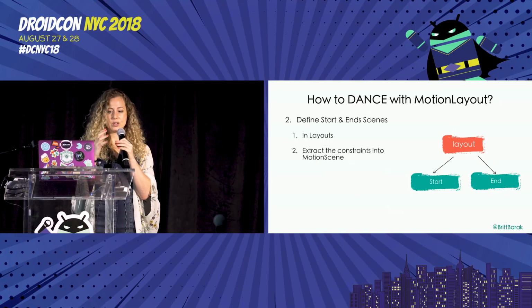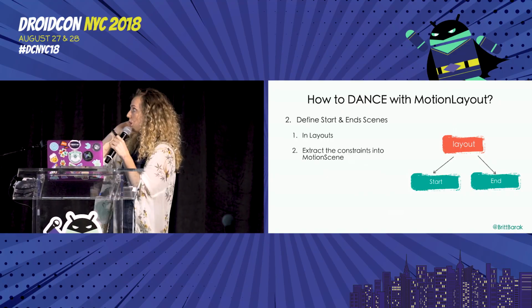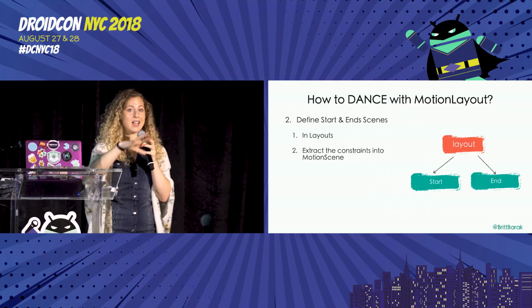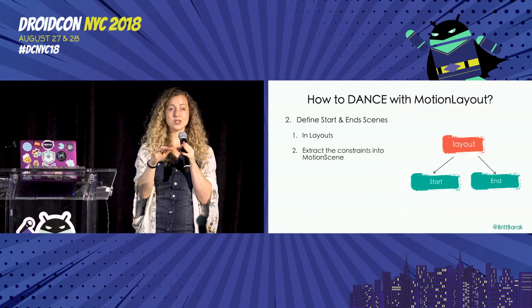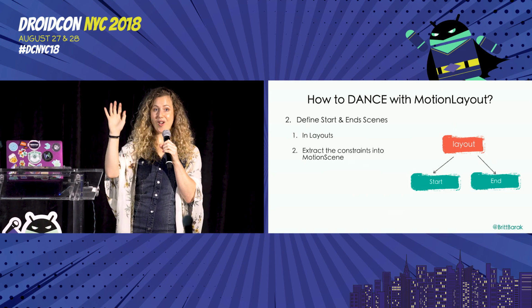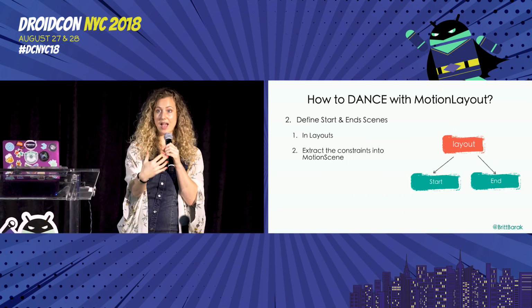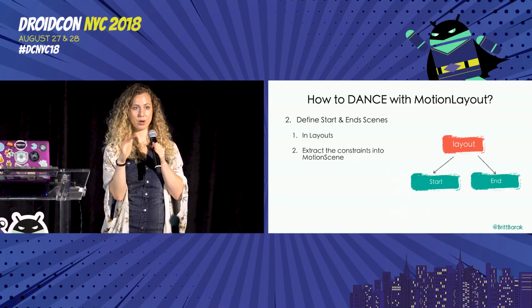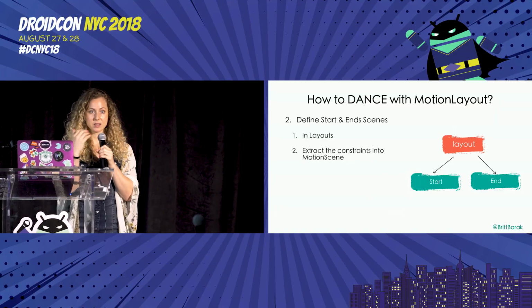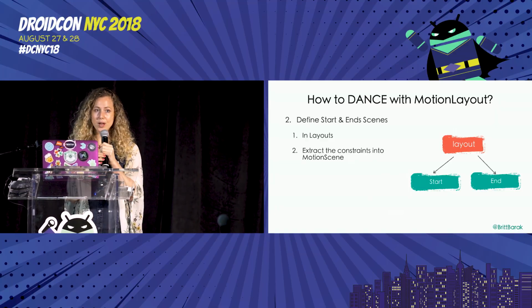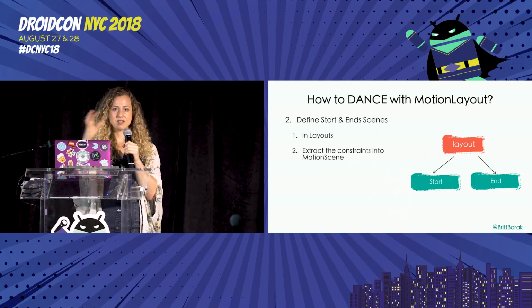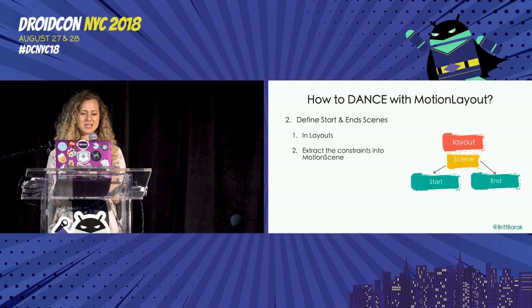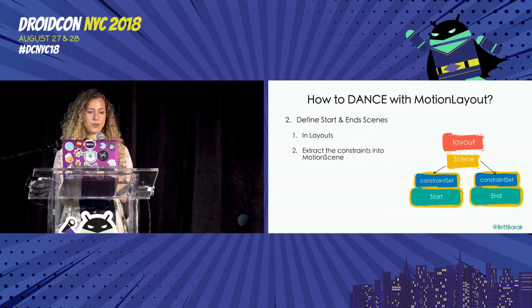Next thing we did is define the start and the end scenes. So we saw that you can do it in layouts and you can do it inside the constraint set. A really good tip is to always, no matter what, do it on layouts, because then you can use the layout editor and see how it looks. So you can modify all the attributes and everything. It's going to be very nice and simple for you. And only then, just copy paste it back into the motion scene. So that's my tip for you, which made stuff really easy for me.